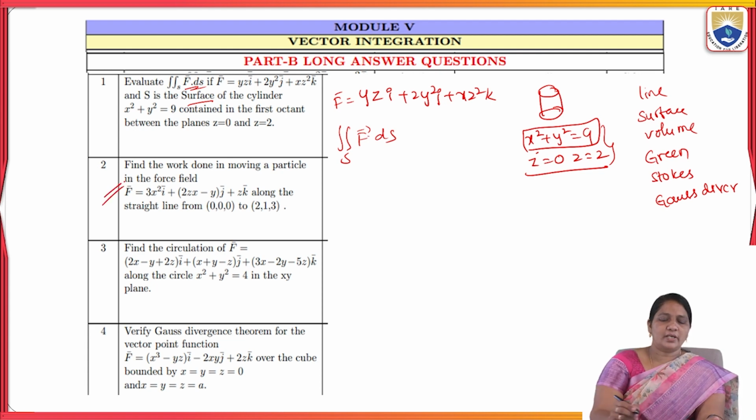Let's see the second one. Find the work done in moving a particle. So the given F, and the work done formula is the integral from a to b of F bar dot dr bar.